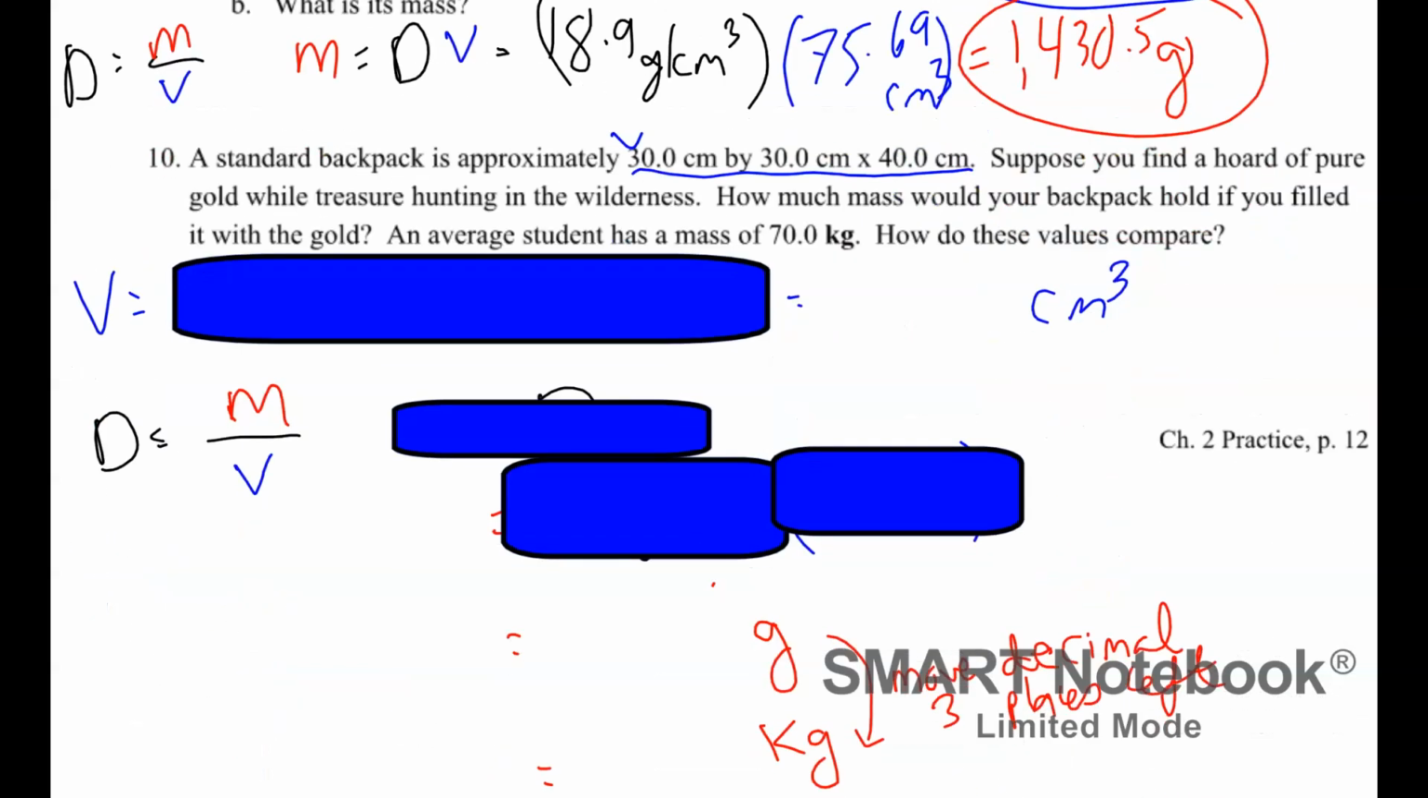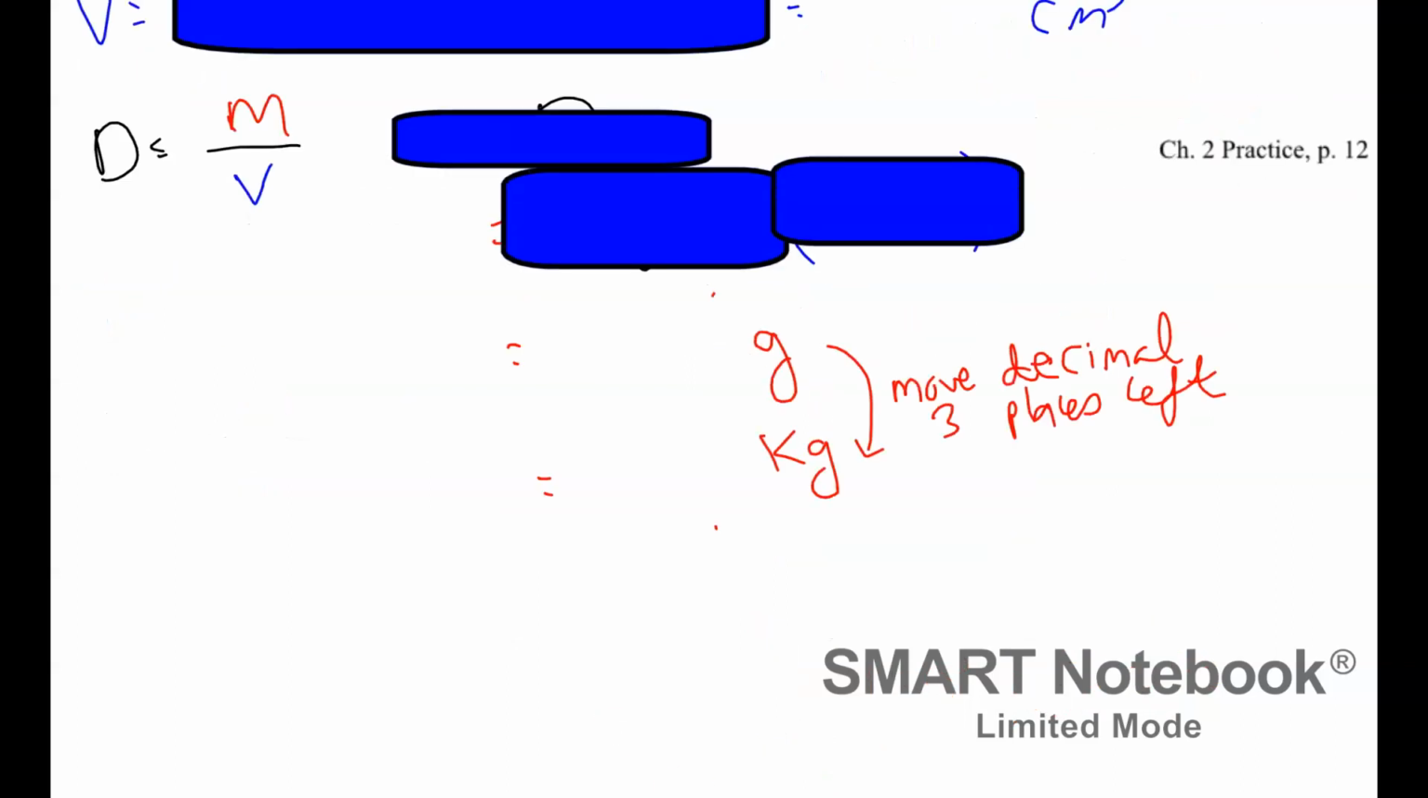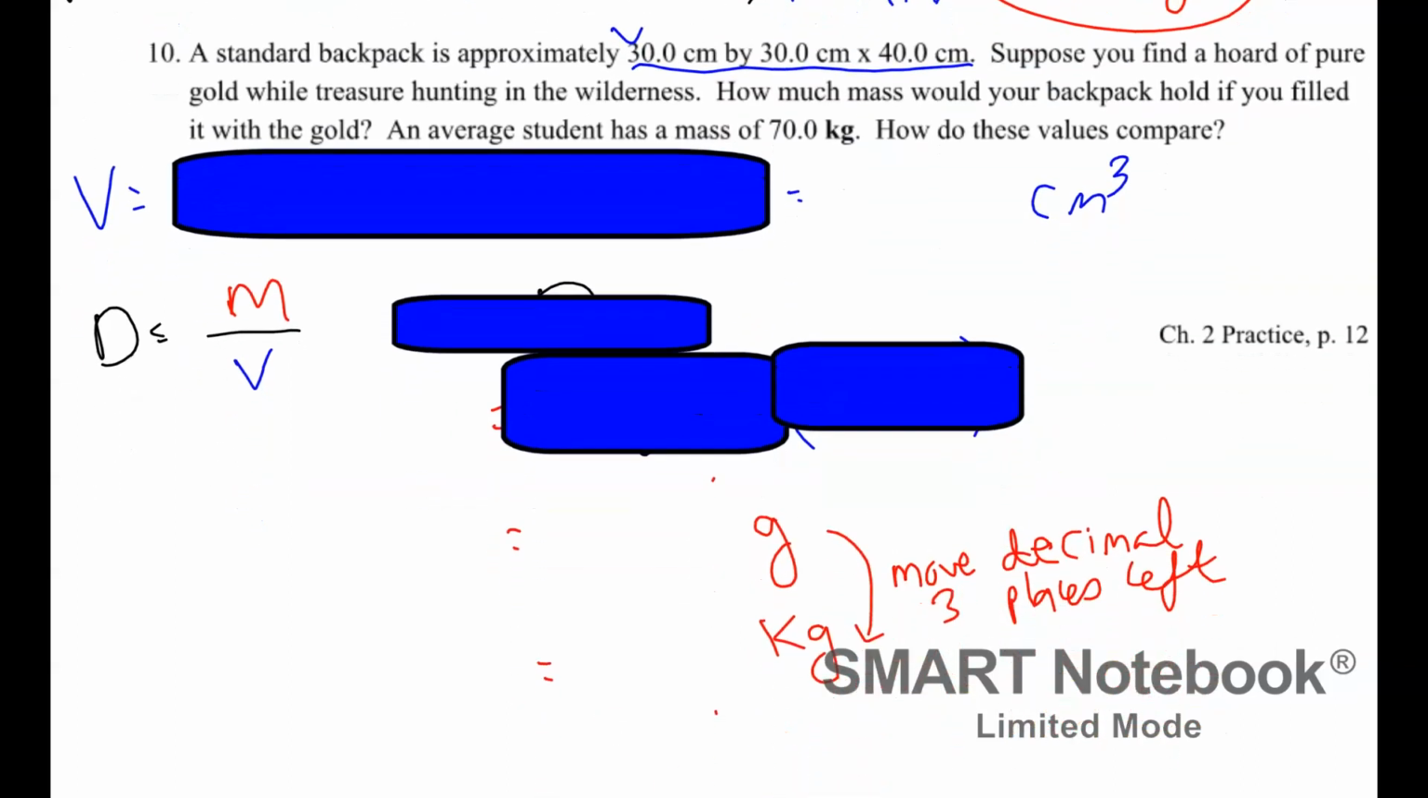Now let's extrapolate this and take the problem a little bit further. Let's say your standard backpack is 30 by 30 by 40. Suppose you find a hoard of pure gold while treasure hunting out in the wilderness. How much mass would your backpack hold if you filled it with gold? An average student has a mass of about 70 kilograms. We're going to try and compare those two values.